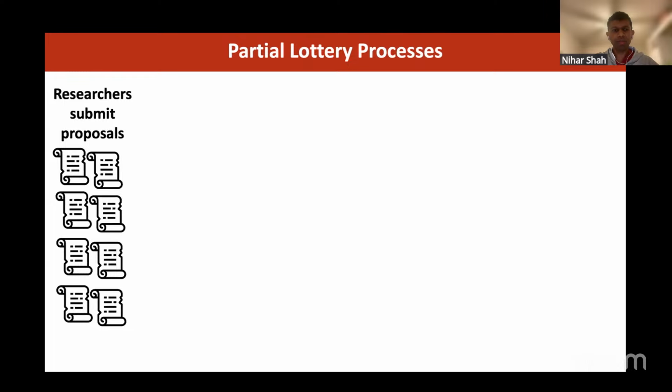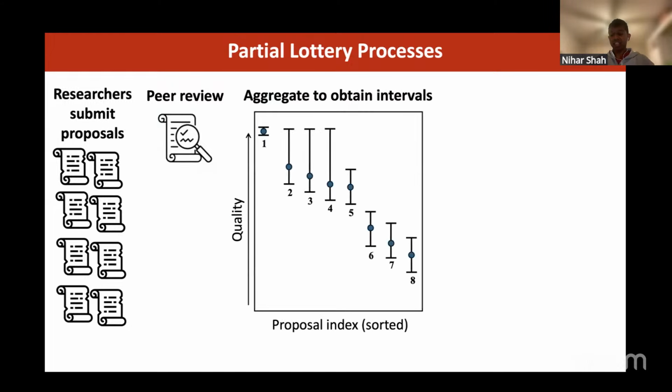So here's the partial lottery process. As before, researchers submit proposals, they undergo peer review. But after that, in most cases, you don't have a very detailed panel discussion. You at most have a basic discussion, and after which you don't just obtain point estimates of the qualities of each proposal. Okay. So what they say is, well, we'll obtain confidence intervals or credible intervals.